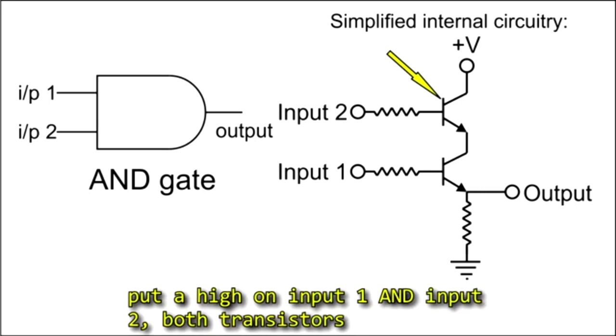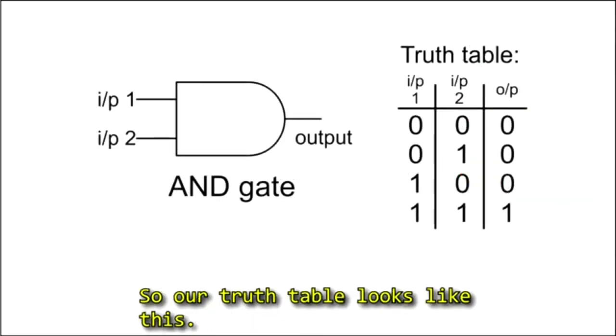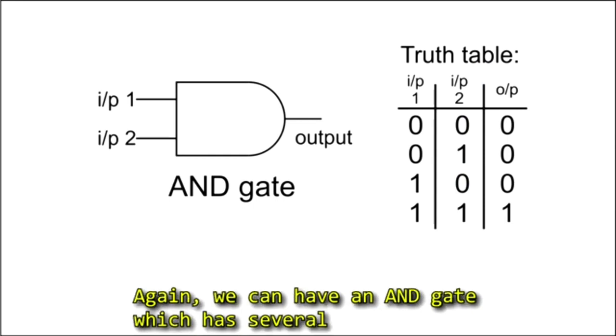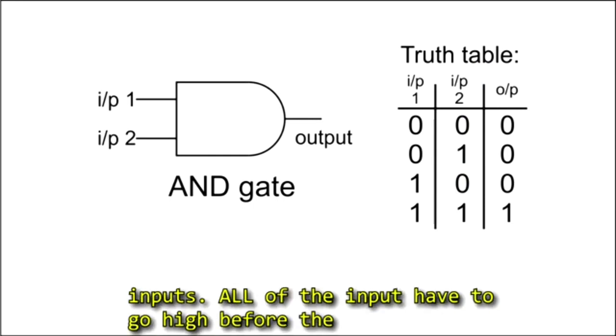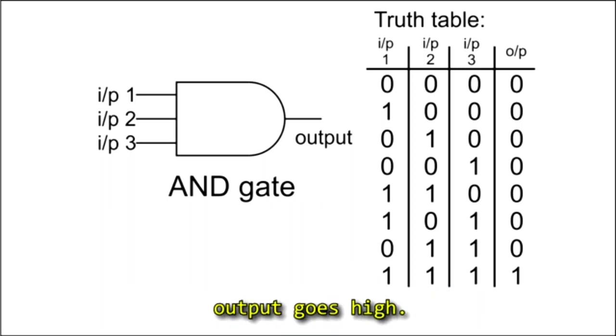However, if we put a high on input 1 and input 2, both transistors get turned on, pulling the output high. So our truth table looks like this. Now again, we can have an AND gate which has several inputs. All of the inputs have to go high before the output goes high.